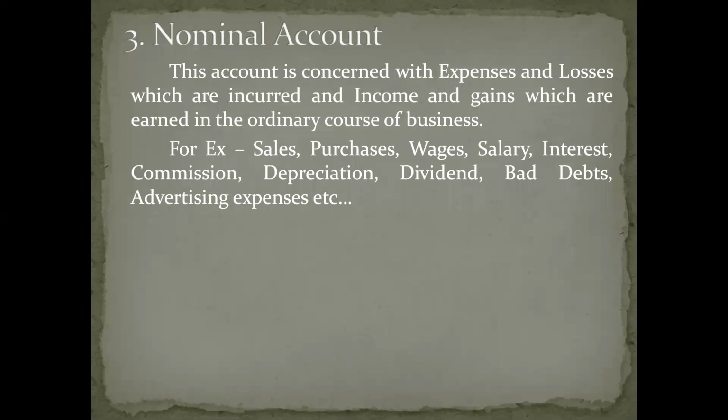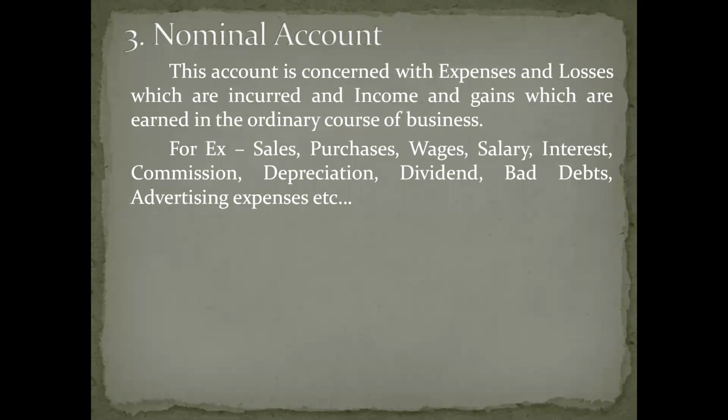But there will be certain regular expenses, certain kind of regular losses. Understood? So the account that deals with such kind of regular expenses and losses and incomes and gains is called as nominal account. For example, regular expenses: we will purchase raw materials on a regular basis, pay salary on a regular basis, pay wages on a regular basis, pay rent on a regular basis. So these routine expenses pertain to the nominal account.